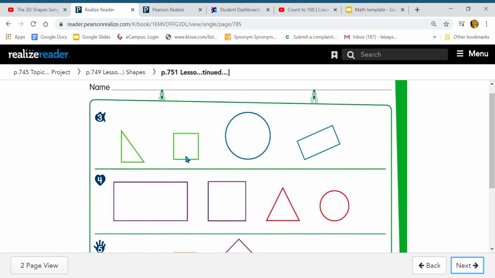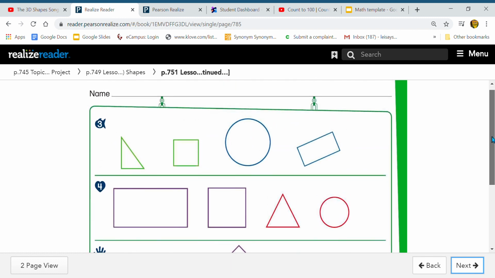We could be talking about the square. We could be talking about this triangle. We also could be talking about this rectangle. Could we be talking about this circle? No, because this circle is round. And the clue that I gave you is I am not round. All right, so we narrowed it down to rectangle, square, or triangle. Let me check out the next clue.